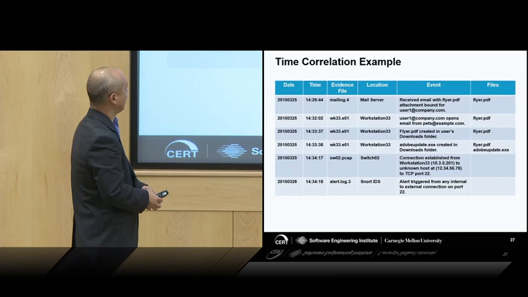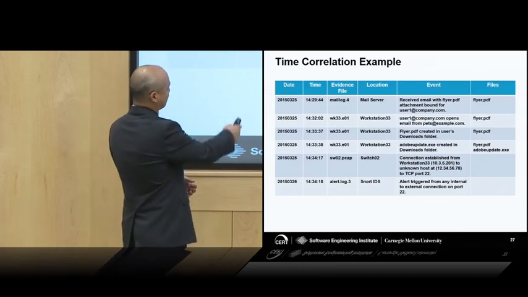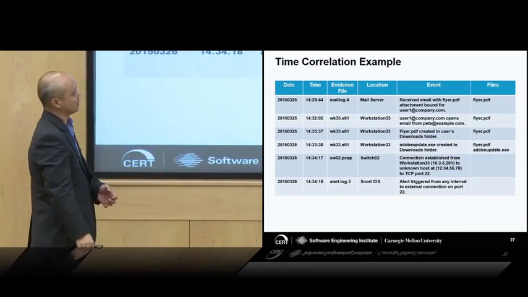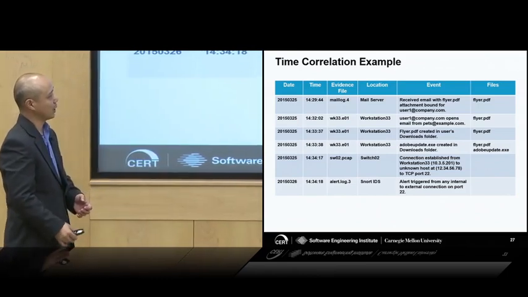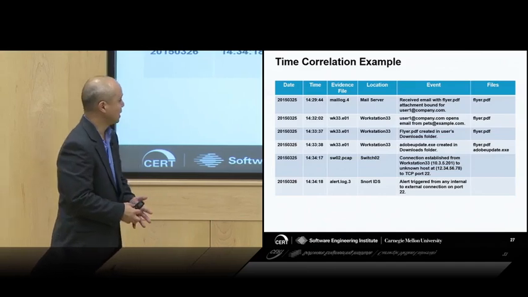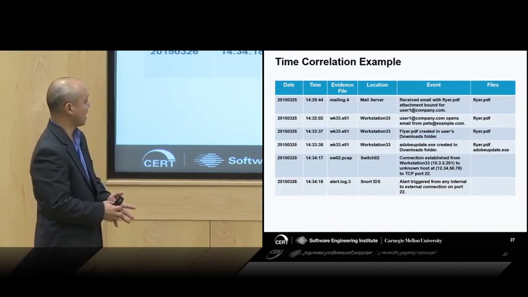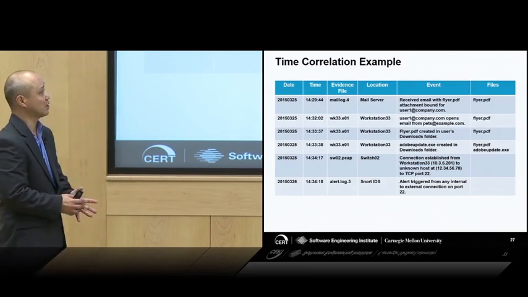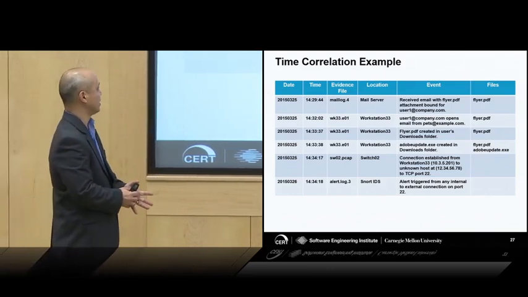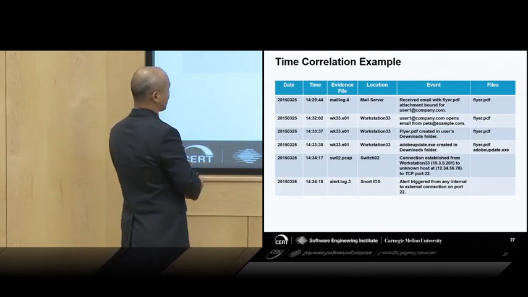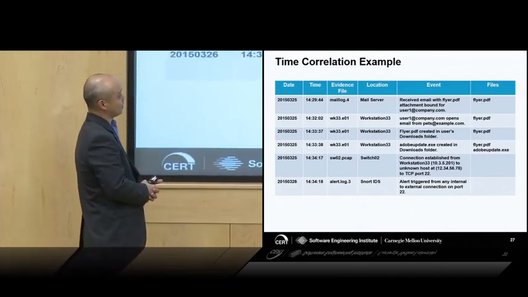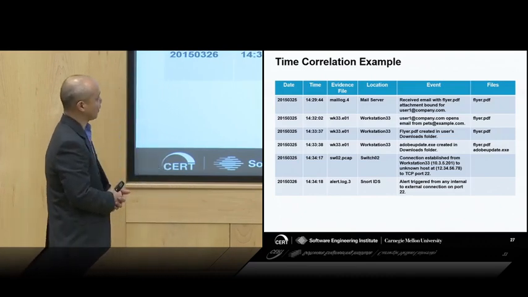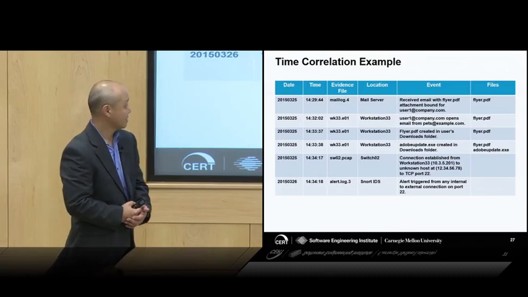So that could very well be something malicious in that PDF that creates that Adobe Update, trying to be sneaky. And then about 30 seconds or so later, a connection is established from that workstation 33 to an unknown host through port 22 using SSH, which is an encrypted protocol, so you won't be able to tell exactly what's traveling through there. And then you get a Snort intrusion detection system alert. 1 second later, alert triggered on any internal to external connection to port 22. So hopefully that actually got stopped.